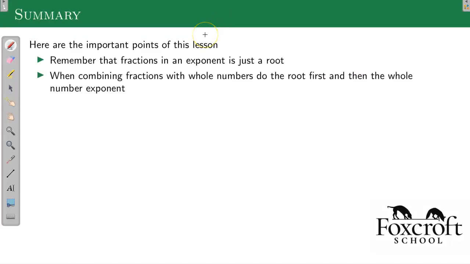So remember that a fraction in an exponent is just a root. And when combining fractions with whole numbers, I always like to separate out and do the root part first, so the 1 over the bottom first. And then whatever that top value was, that's your whole number exponent. So just real quick, if I had something like this, I'd always do the root part first, just change this to a 1, and then do the whole number.